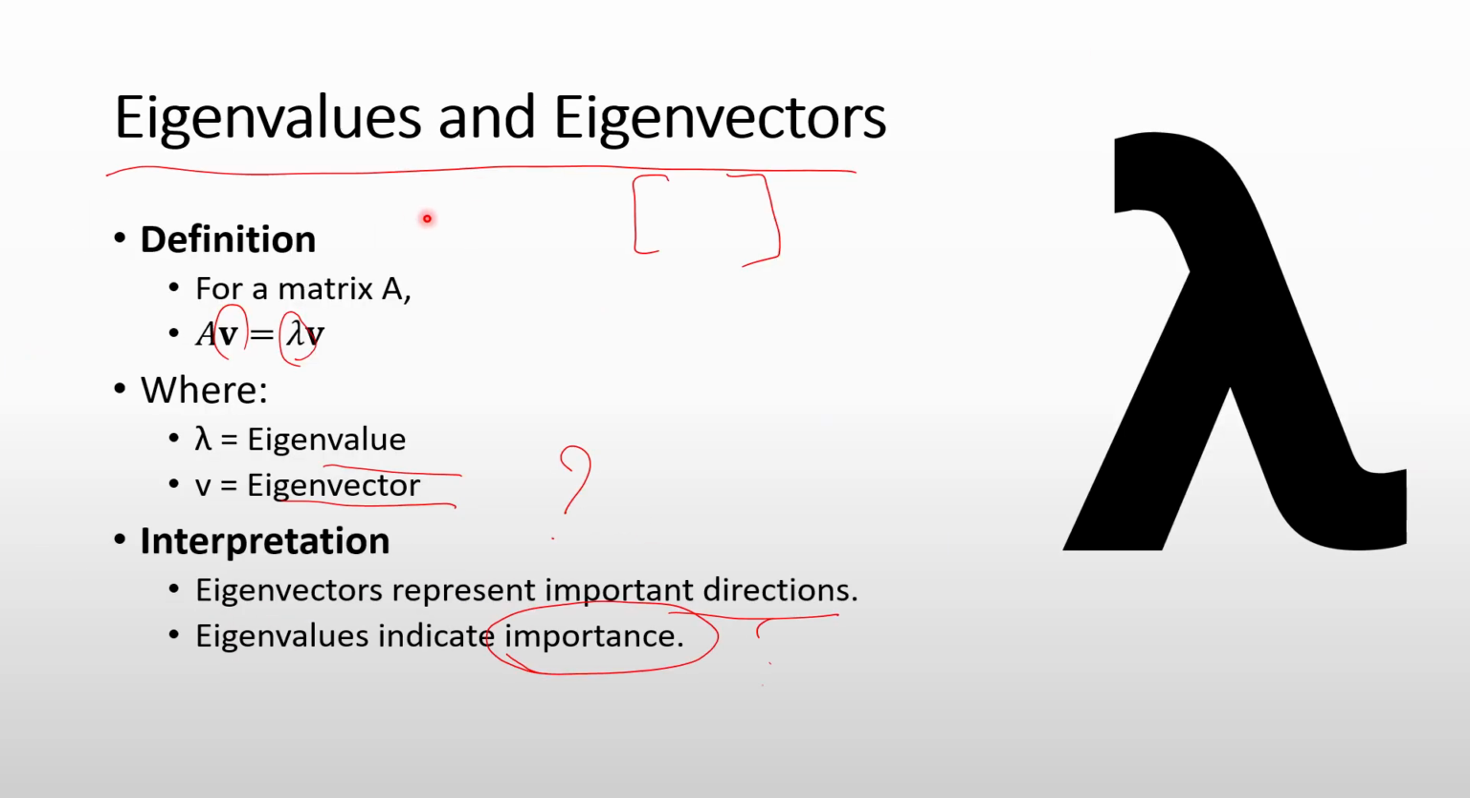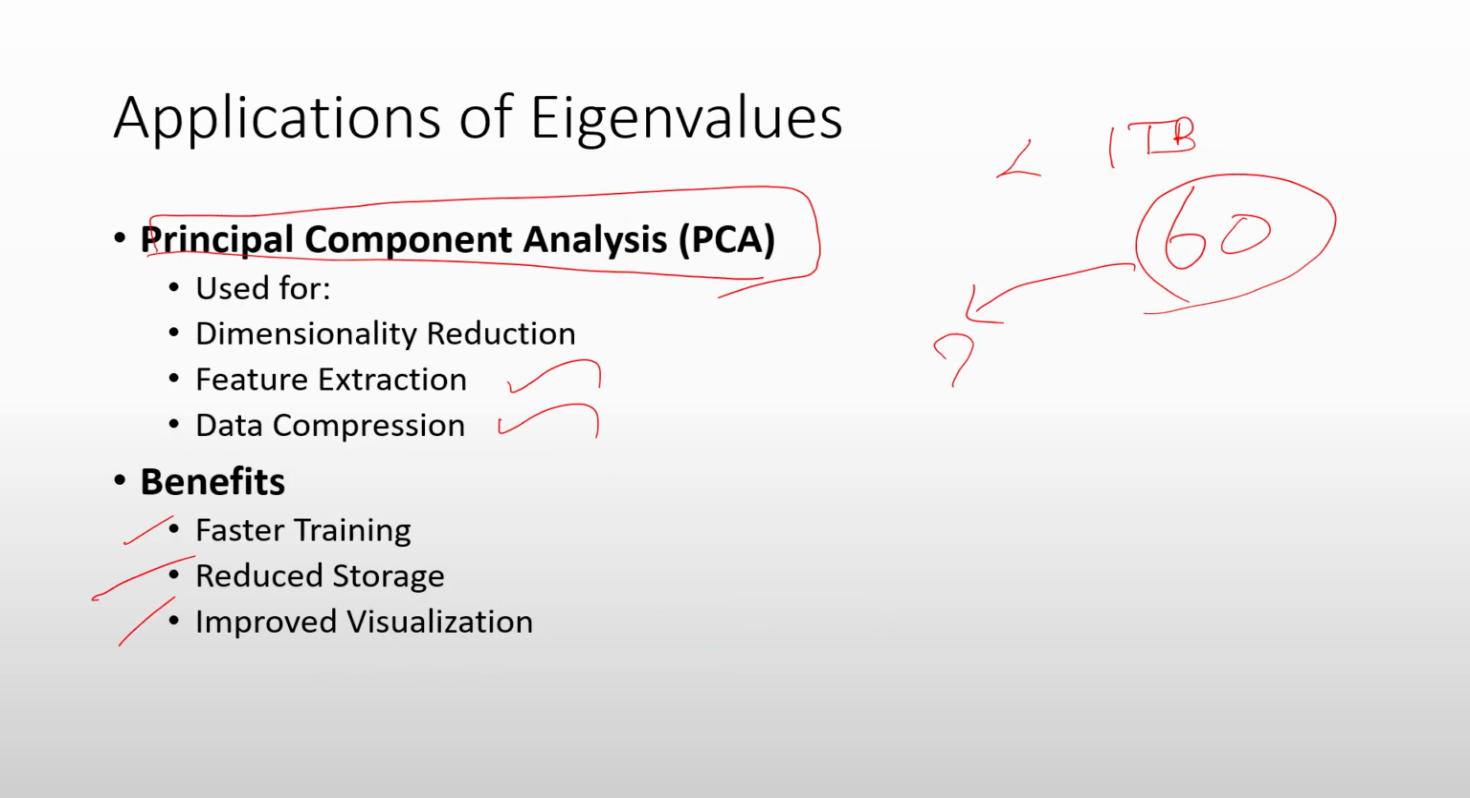One more important thing is the eigenvalue. For a matrix, the eigenvalue is defined by A v is equal to lambda v, where lambda is the eigenvalue and v is the eigenvector. The main concept is that the eigenvector represents important directions, and the eigenvalue represents the importance of that direction in the matrix.